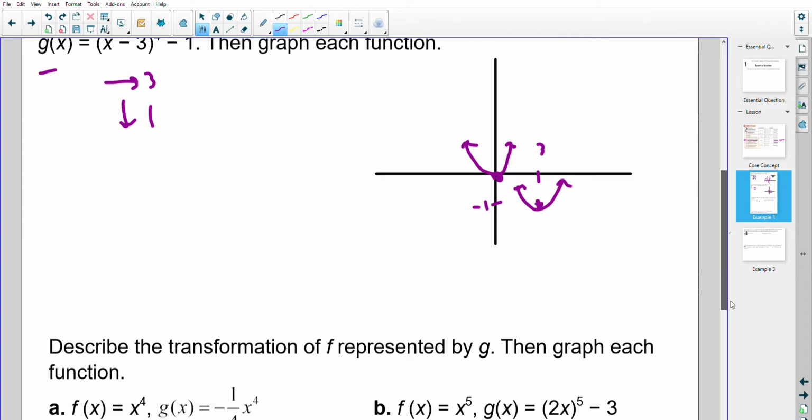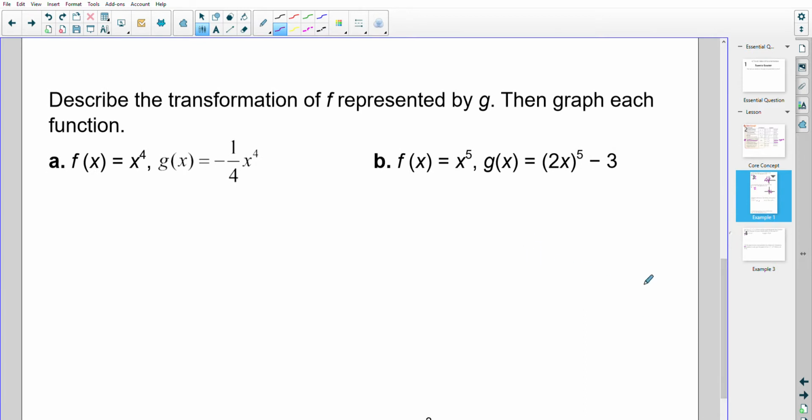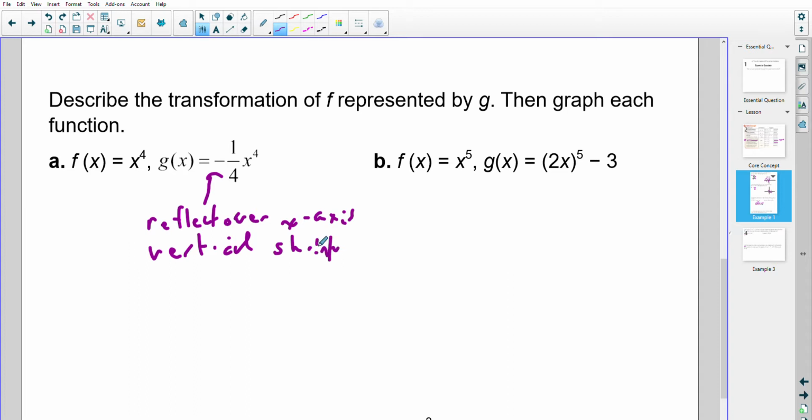Now, you can also have other types of problems like this, and they can get a little bit tricky. So there are a couple things happening here. This is, okay, so that means it's going to reflect over the x-axis, and it's going to be a vertical shrink by 1/4 factor.